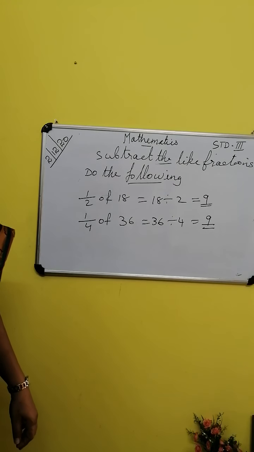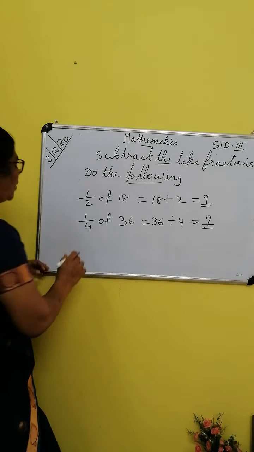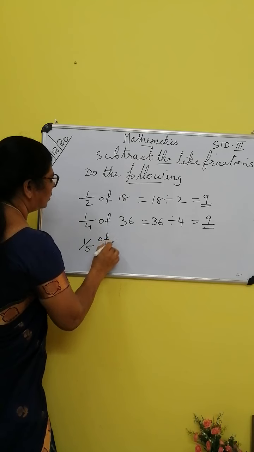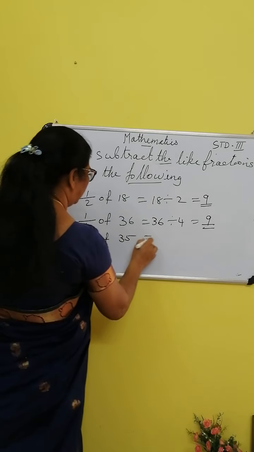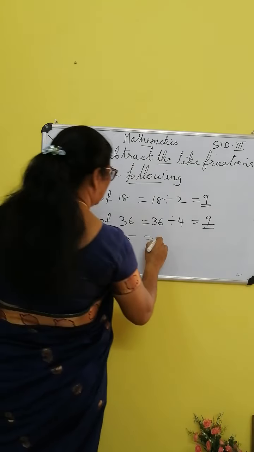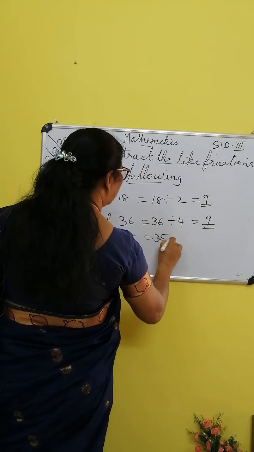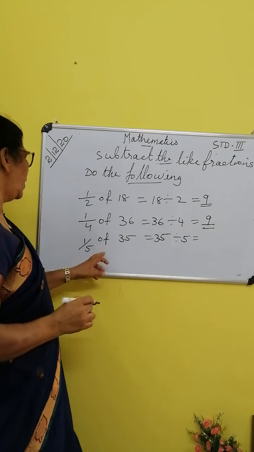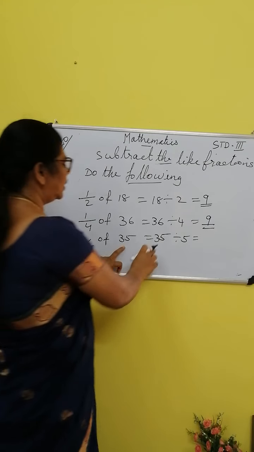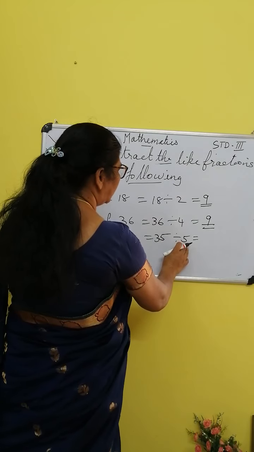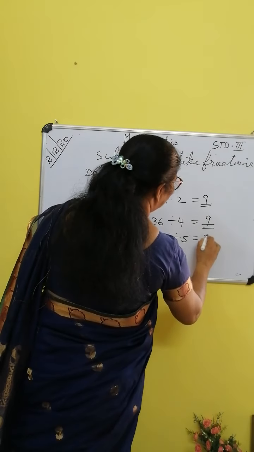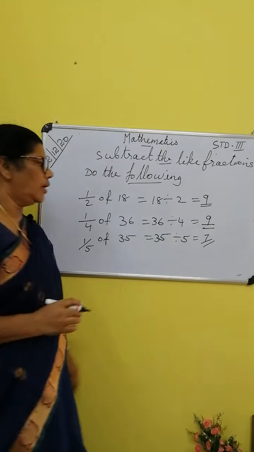Next, 1 by 5 of 35. 35 divided by 5. How many 5's are there in 35? 7, 7 5's are 35.